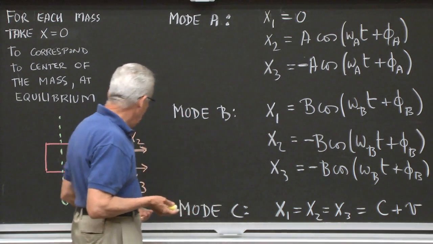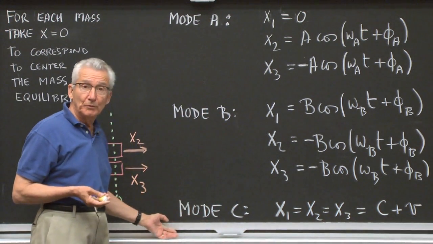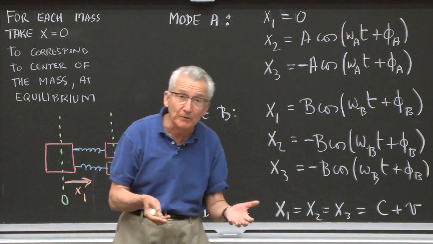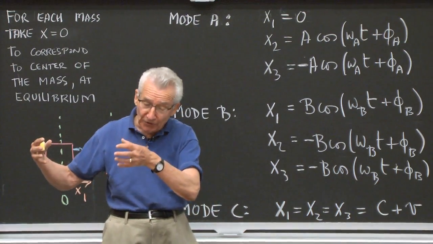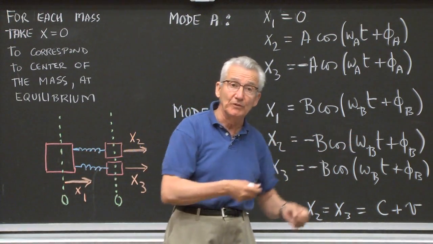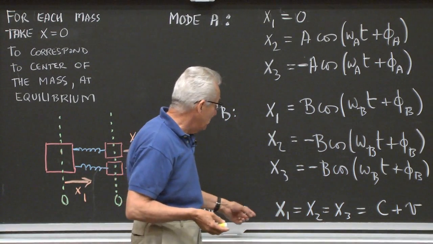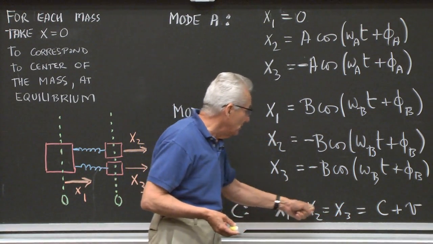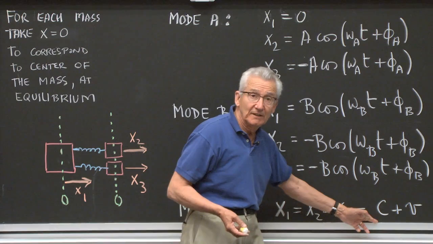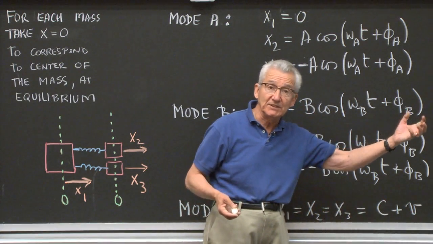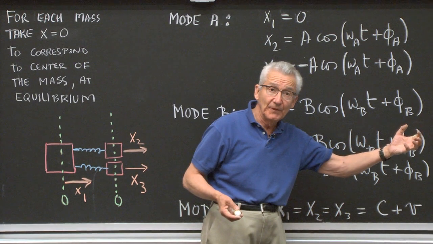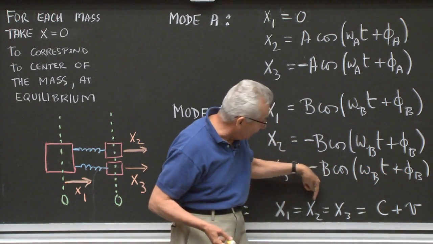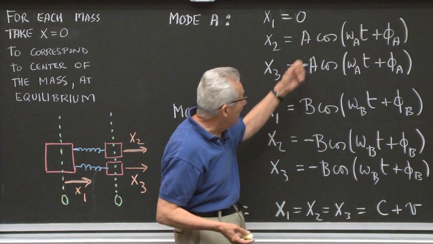And finally, in the third normal mode, we said that it was zero frequency. All that was happening is that the three masses were moving with uniform velocity. So the positions will be some constant plus the velocity times t of that system. So this describes the system in the third mode, and these are the other two.